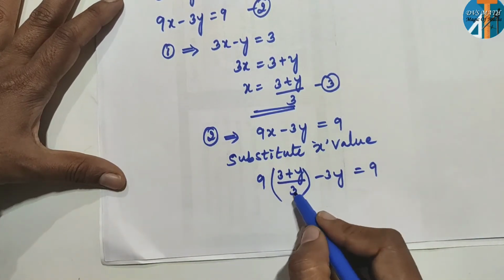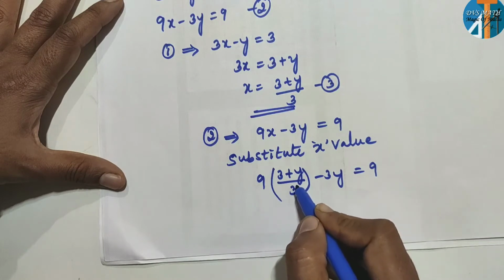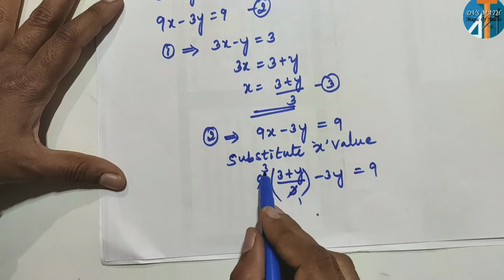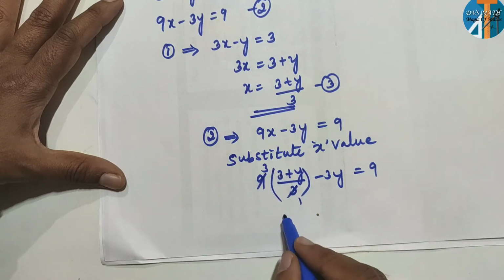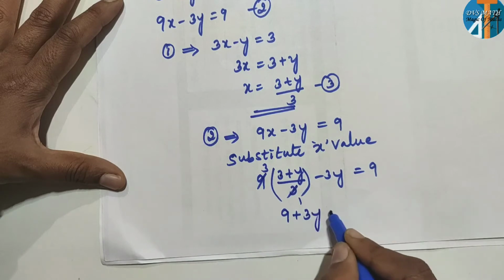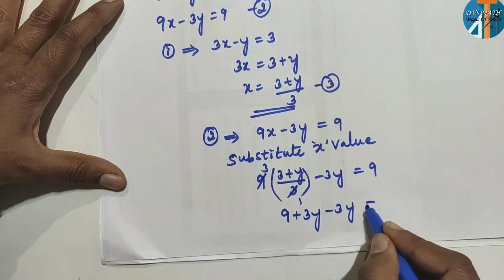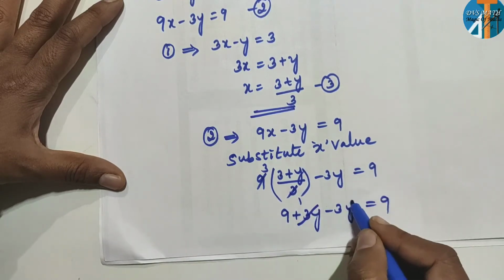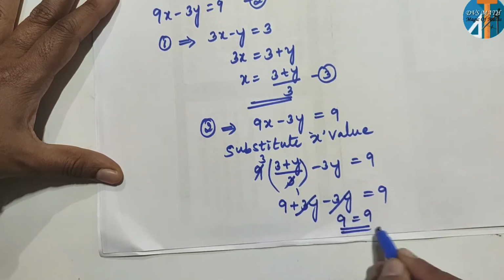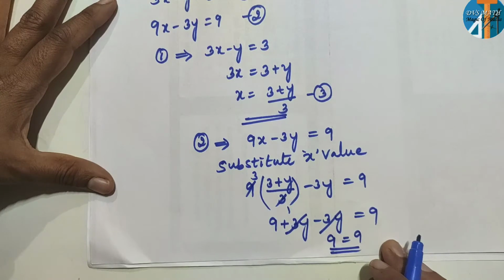So what you have to do? Cancel it. Here if you cancel, what happens? 3 ones are 3, 3 threes are 9. Now multiply this: 9 plus 3 into y, 3y, minus 3y is equal to 9. So plus 3y minus 3y cancel. Here what are you getting? 9 is equal to 9. What is the value you are getting? 9 is equal to 9.